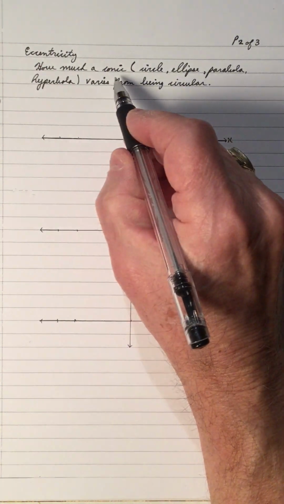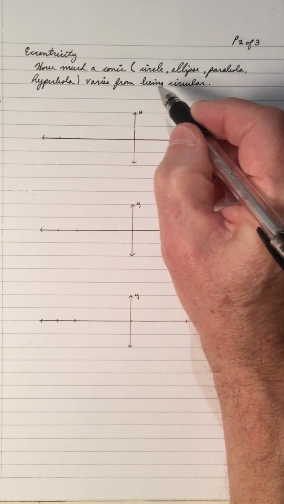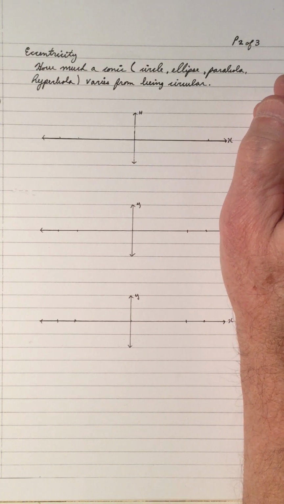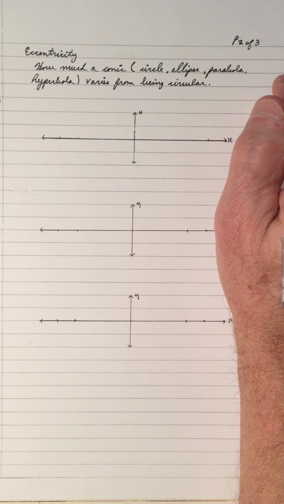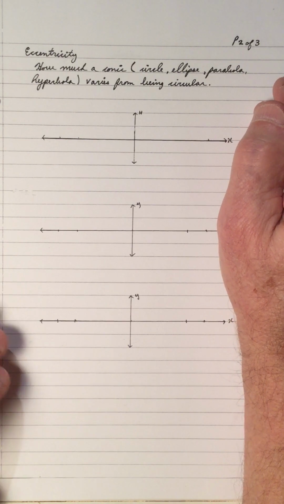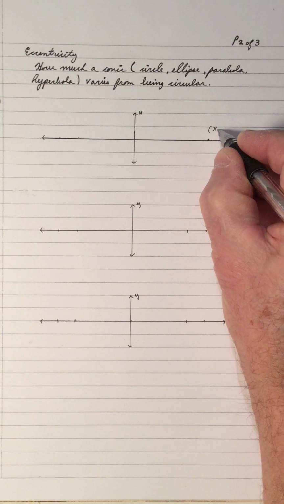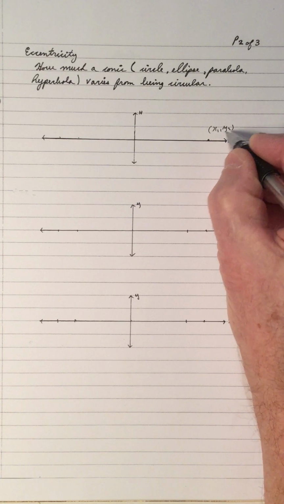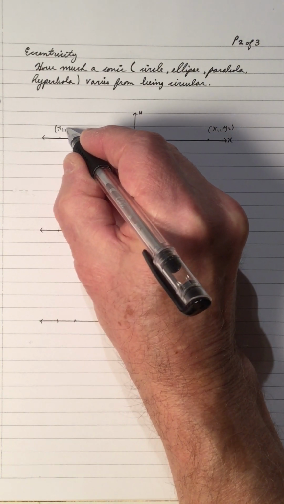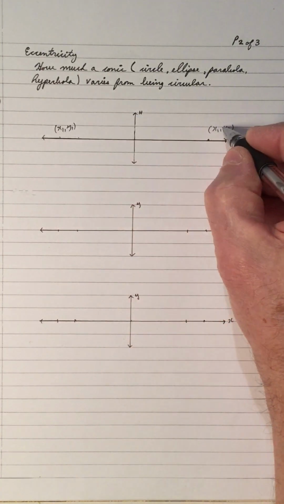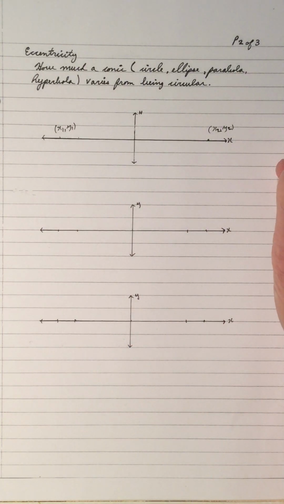Eccentricity: how much a conic (circle, ellipse, parabola, hyperbola) varies from being circular. Eccentricity is going to be a ratio. I'll discuss that coming up. So what we have is a point here, which we'll call x1, y1, and another point over here, which is x2, y2, because this is the first one and that's the second.